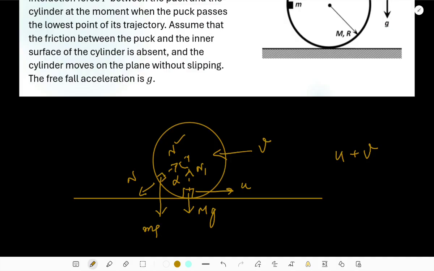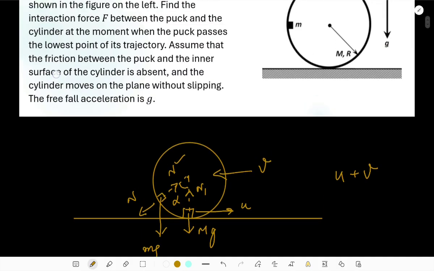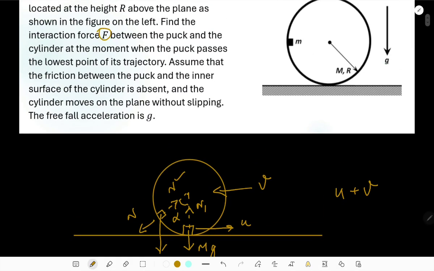So discarding any pseudo forces acting on the puck in this frame in the horizontal direction, it can be said that it is only subjected to real forces, that means the force of gravity and the reaction force, that is obviously the normal reaction force of the cylinder on it. Let's call it F, because in this question this force is considered as F, and this is the thing we need to find out.